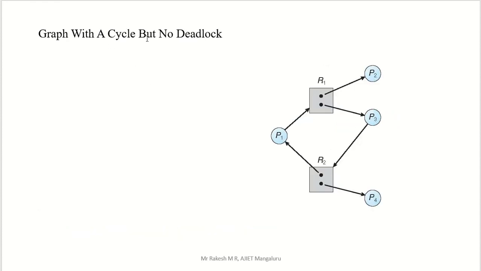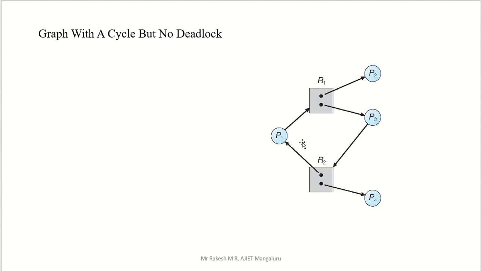Another one, graph with a cycle but no deadlock. Here we have a resource allocation graph diagram, but there is no deadlock. Why? Can you tell me why? Here, see, the resource has 2 instances, that means 2 numbers. If a resource contains more than 1 instance, then there is a chance of avoiding deadlock. We can avoid the deadlock if there is more than 1 instance in the resource.